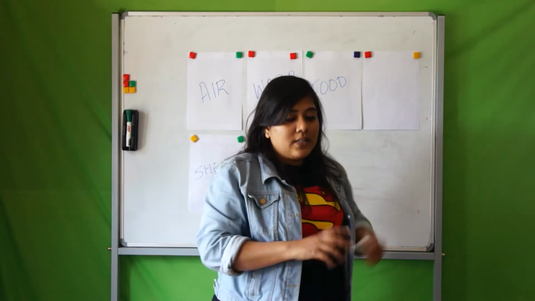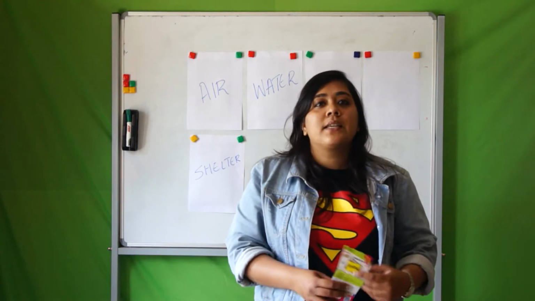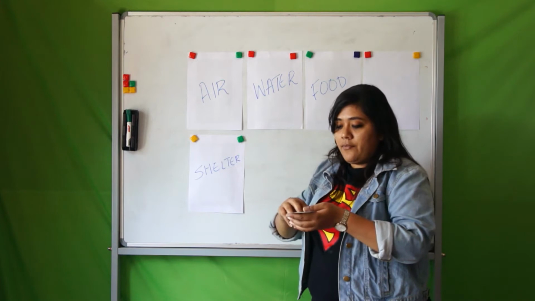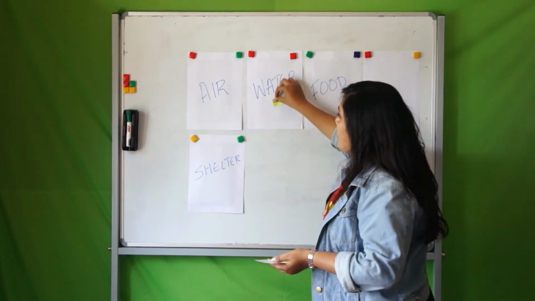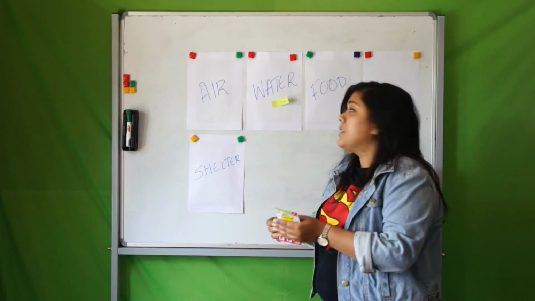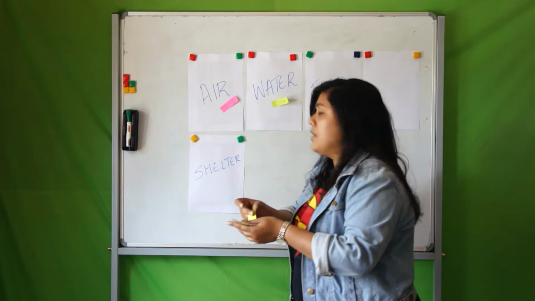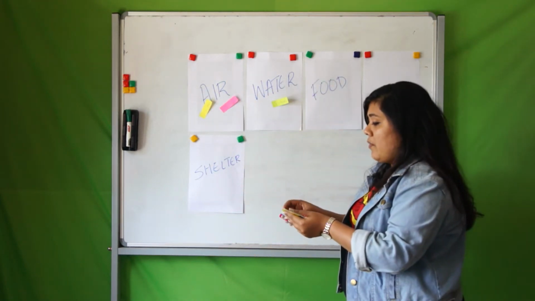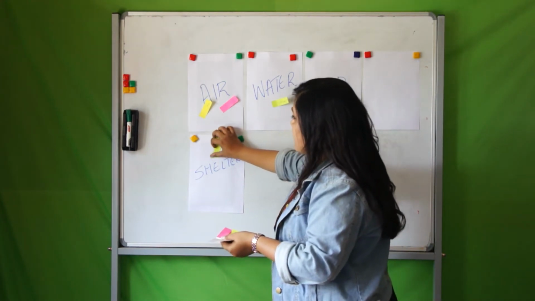Once you have written these answers that the children have shared, tell the children to come and stick their post-its on each of the answers. For example, one child wrote water, he came and stuck it here. Another child wrote air, he came and stuck it here. Another child also wrote air, he came and stuck it here. Like that, let them all stick their post-its in the right place as required.